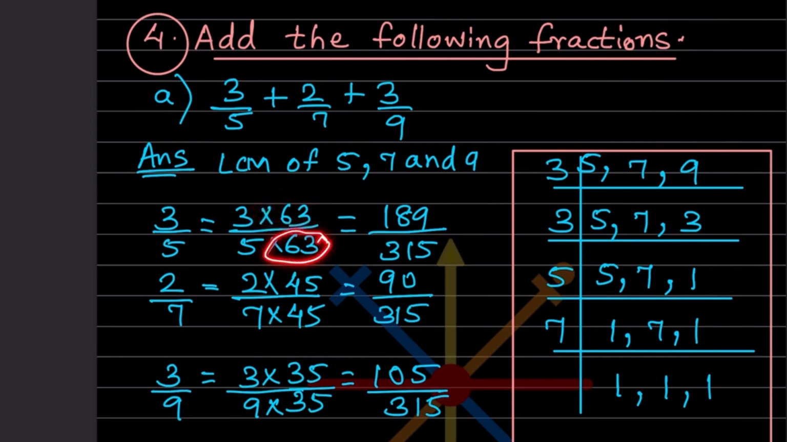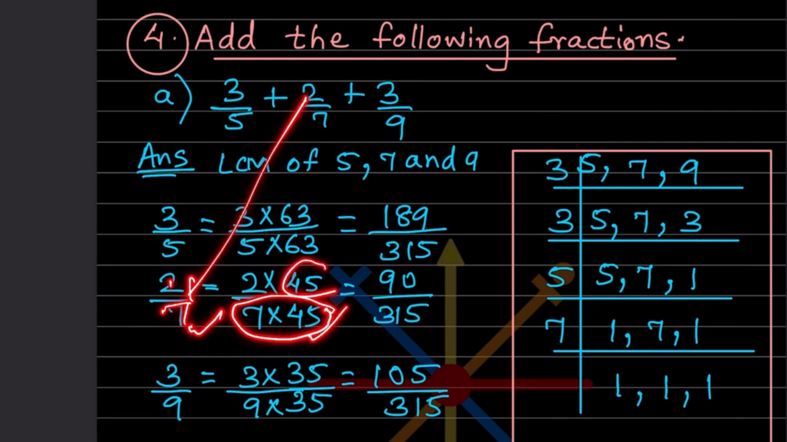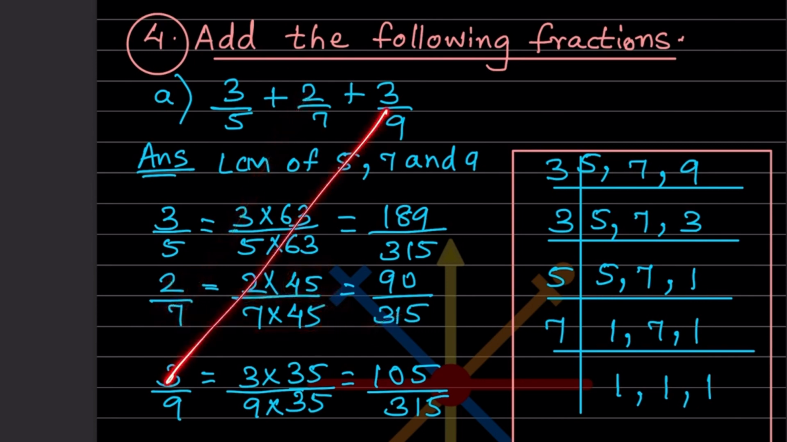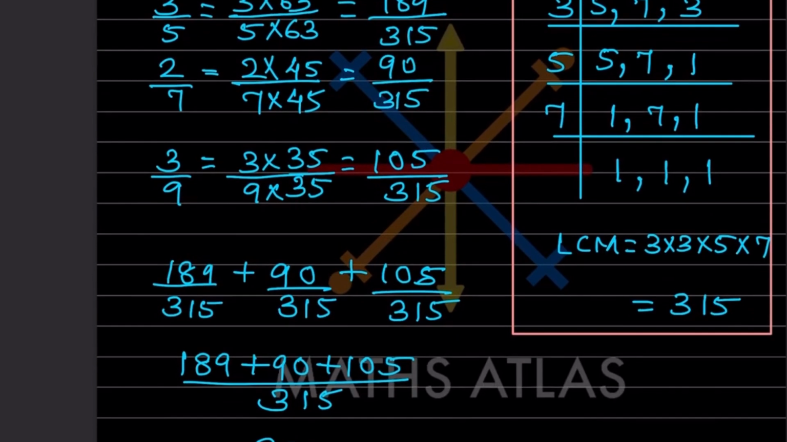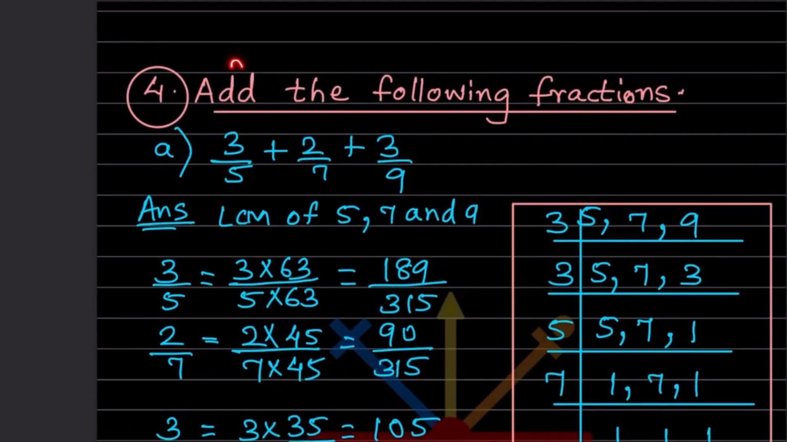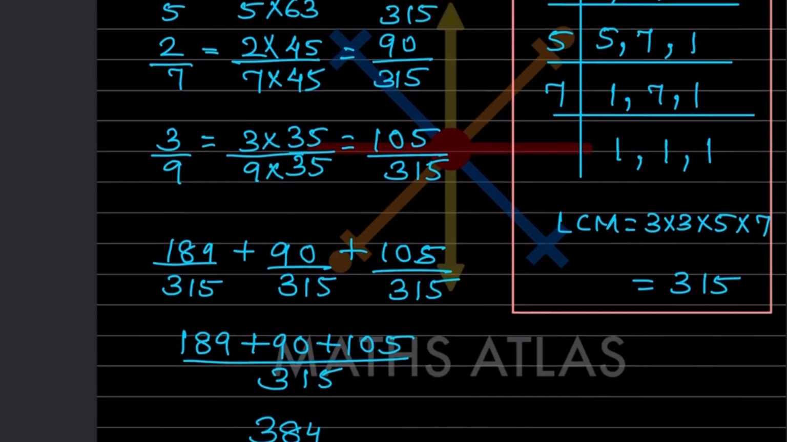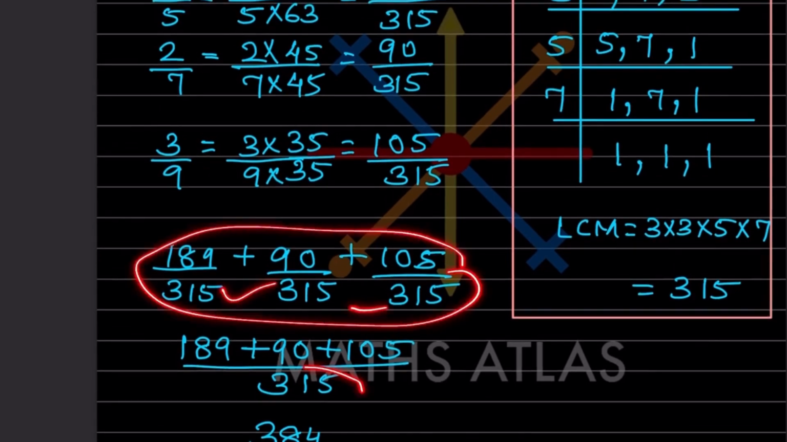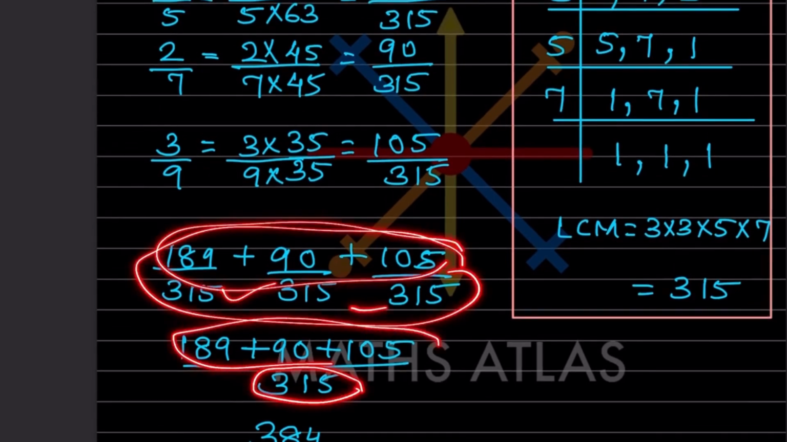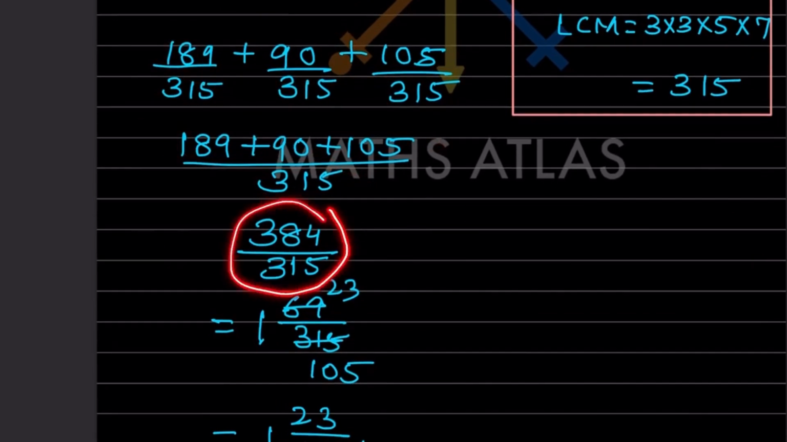Same thing, whatever you multiply here, you will multiply here, that is 189. Same you will do for this 2 by 7. Divide and see. 315 divided by 7, you get 45. Same over here. Now again same over here. See, make it to 315. So now see here, you got these three numbers. So these three numbers you are going to add, because they have said add. So you are going to add, and now the denominator is same. Here you are going to add the numerators. So you got this answer.